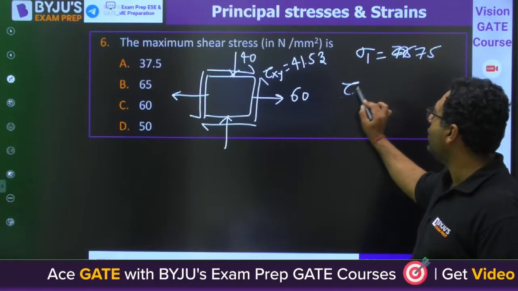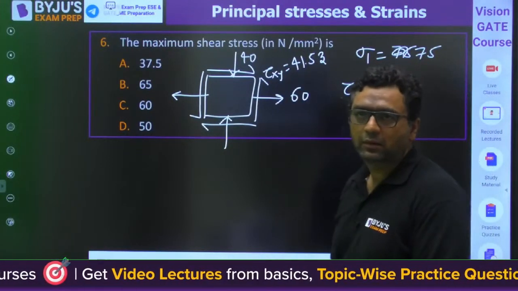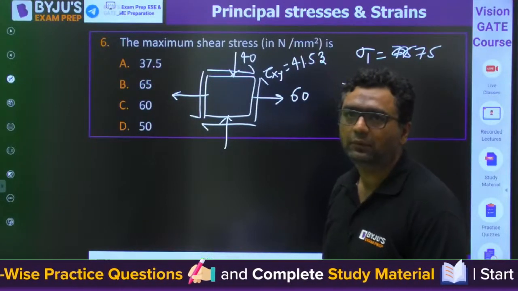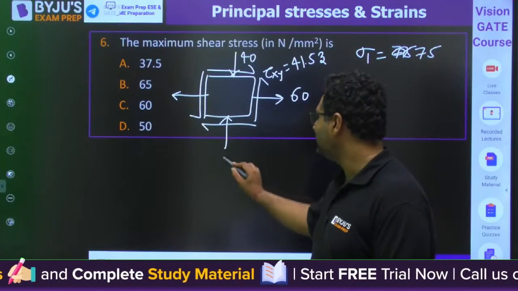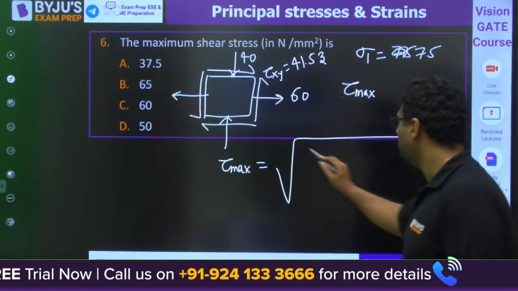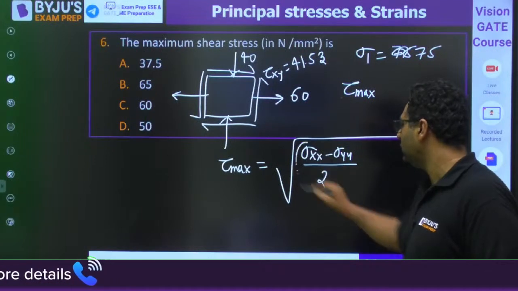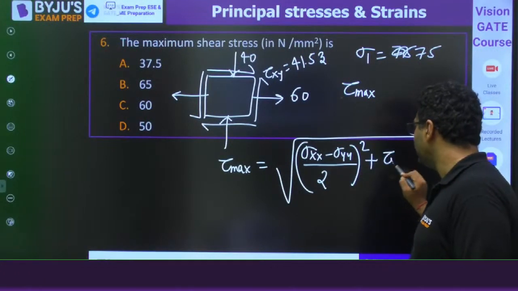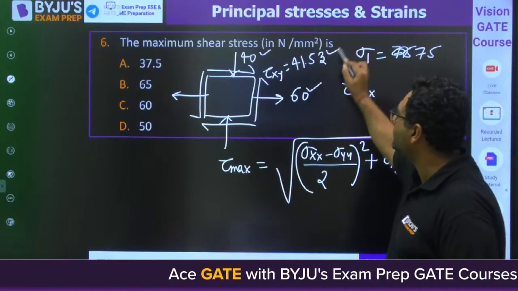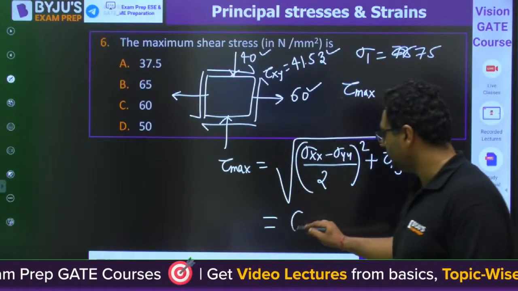Solve it. We need to find out tau max this time. What will be tau max? Tau max has the formula: square root of ((sigma xx minus sigma yy) by 2) whole square plus tau xy whole square. Sigma xx is 60, sigma yy is minus 40, tau xy is this. You will get the answer to be 65 MPa.